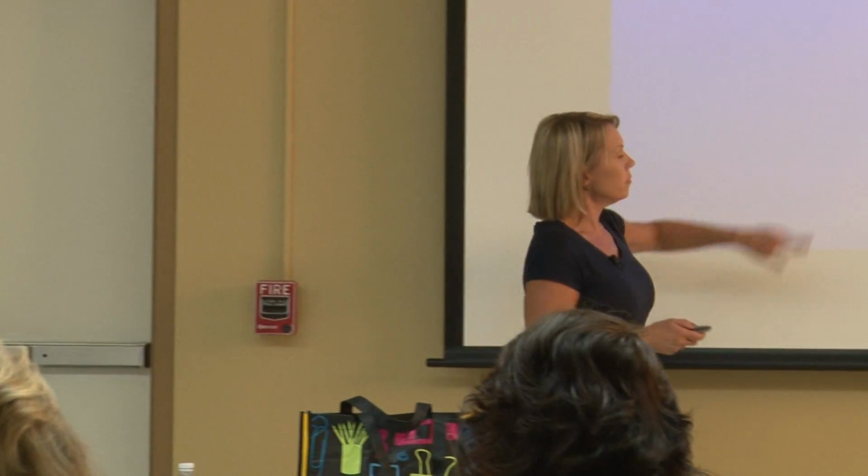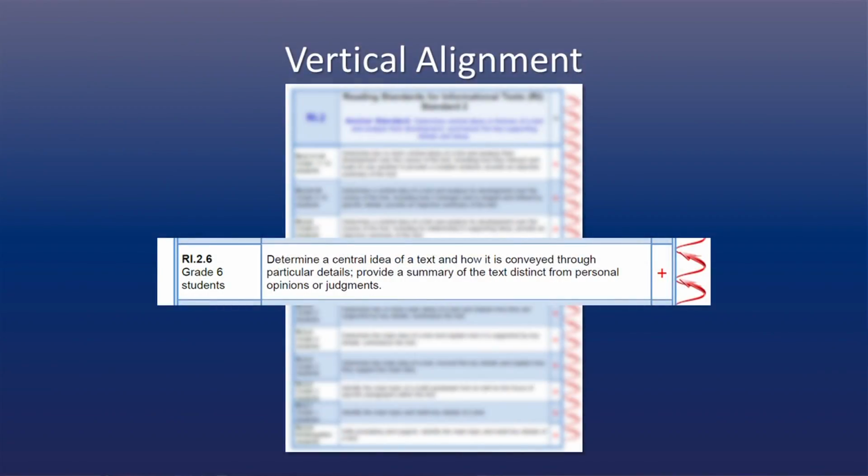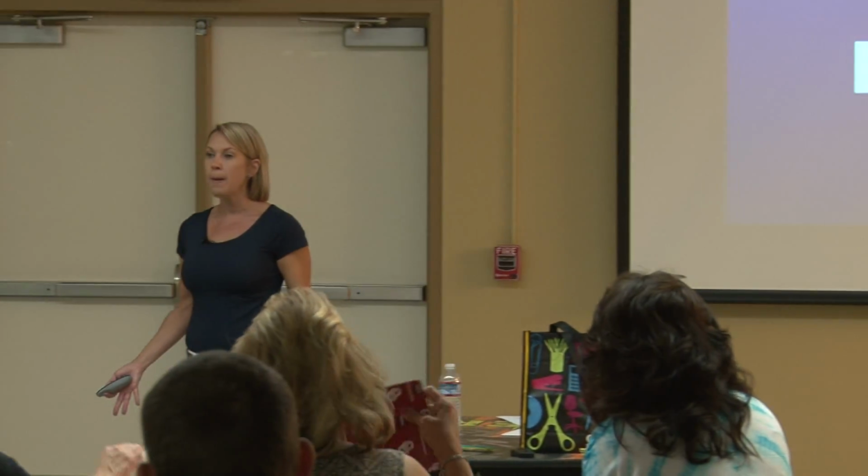We talked about how we have a 6th grade student who is supposed to determine a central idea of a text and how it is conveyed through particular details and is supposed to provide a summary of the text, but oh my gosh, they don't read at a 6th grade level. What am I going to do?